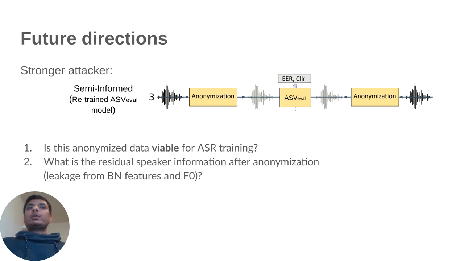More questions that we want to explore are whether the data that we obtained after anonymization is suitable for training an ASR model. And the second question that we indicate here is that we do not change the bottleneck features and the pitch. So is there any speaker identity information which is being leaked using these features? So please stay tuned with our upcoming papers to know the answers to these questions.